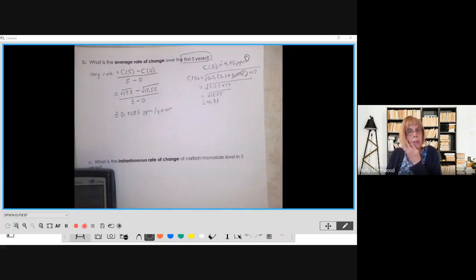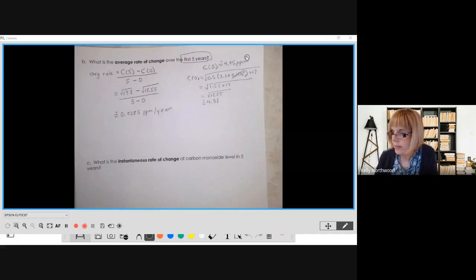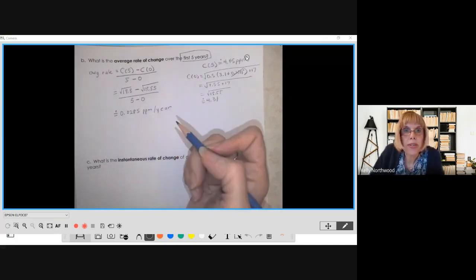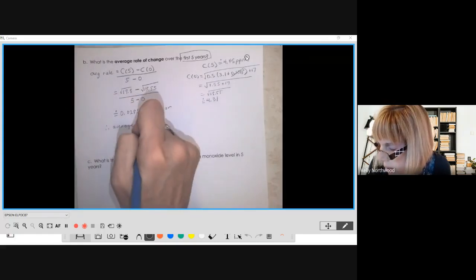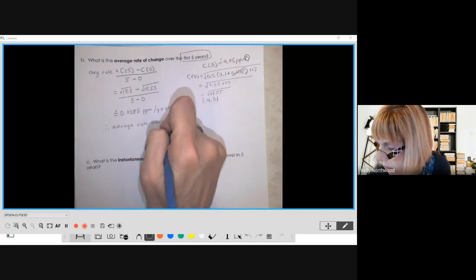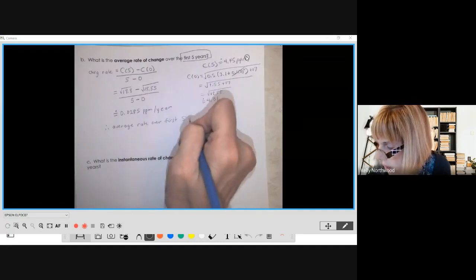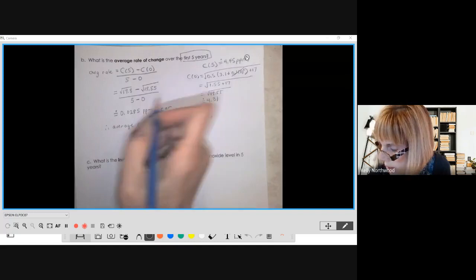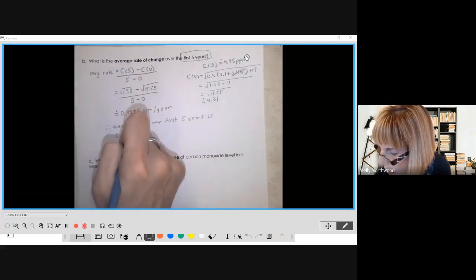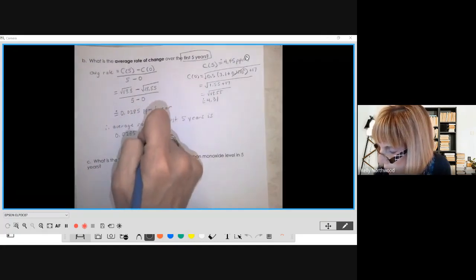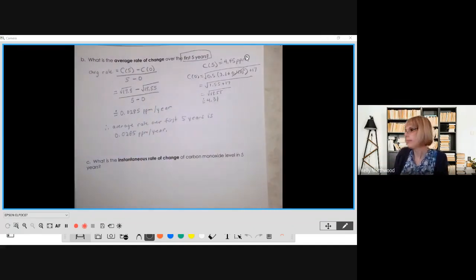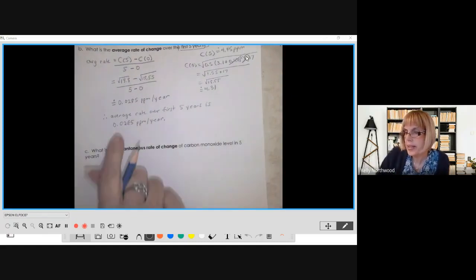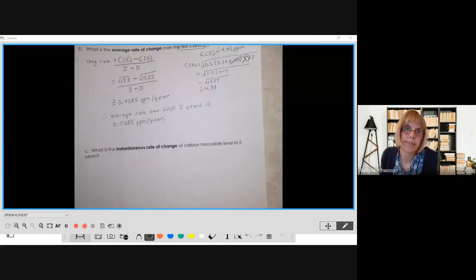And everybody's really good with remembering that rates have "per" in the answer. So what is the average rate? Therefore, the average rate over the first 5 years is 0.0285 parts per million per year. It's increasing because it's a positive rate of change.